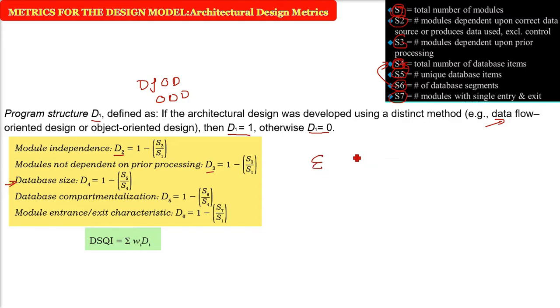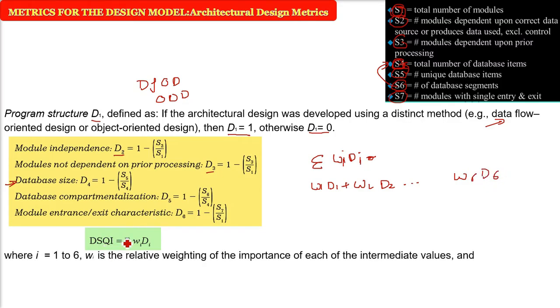And DSQI will be simply the sum of Wi Di, where i is the subscript. That is, you have to do W1 D1, W2 D2 like this. Now you'll ask, what is W? W is simply the weight given to all these D's. This is a relative way. If you say module interdependence is very important, you will give it a higher weight. Database size is important, you will give it a weight. If module entrance exit is not very important, you will give it a lesser weight.